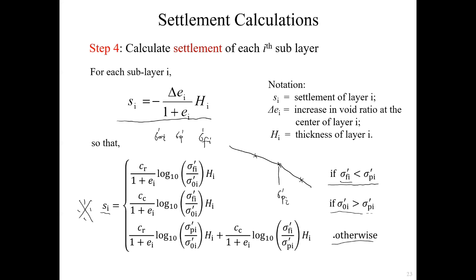and your final point is greater than sigma P prime, then you use this formula. So basically, there are only three scenarios for you to do the calculation. That's a really important formula set for this lecture.